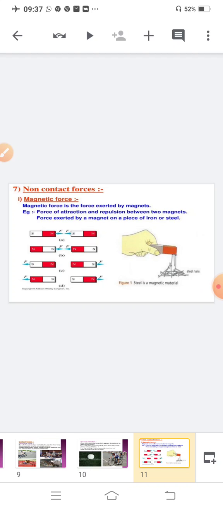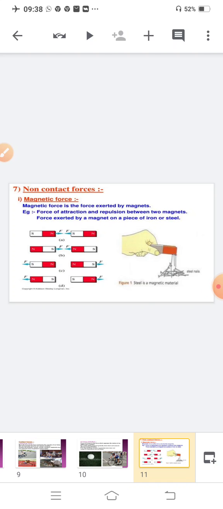So magnetic force is a force exerted by magnets. Example, force of attraction and repulsion between two magnets. Force exerted by a magnet on a piece of steel or iron. So basically, magnetic force is the force exerted by the magnet. Is this clear? Example, force of attraction and repulsion between two magnets. Force exerted by a magnet on a piece of iron or steel.